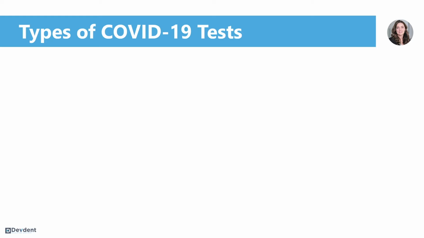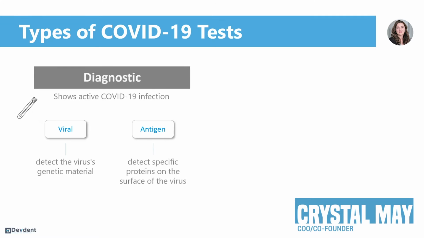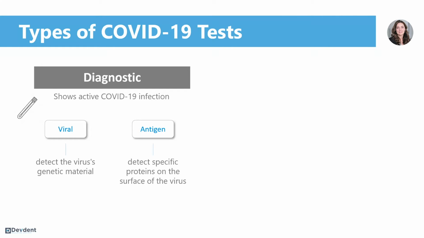Discuss the different types of COVID-19 tests that are available. The first type is diagnostic, and this is intended to find active COVID-19 infection, and it's done by a nasal swab. One type is viral, which actually detects the virus itself, and one is antigen, which detects the protein or antigen on the surface of the virus. Both are equally effective in diagnosing a patient with COVID-19.